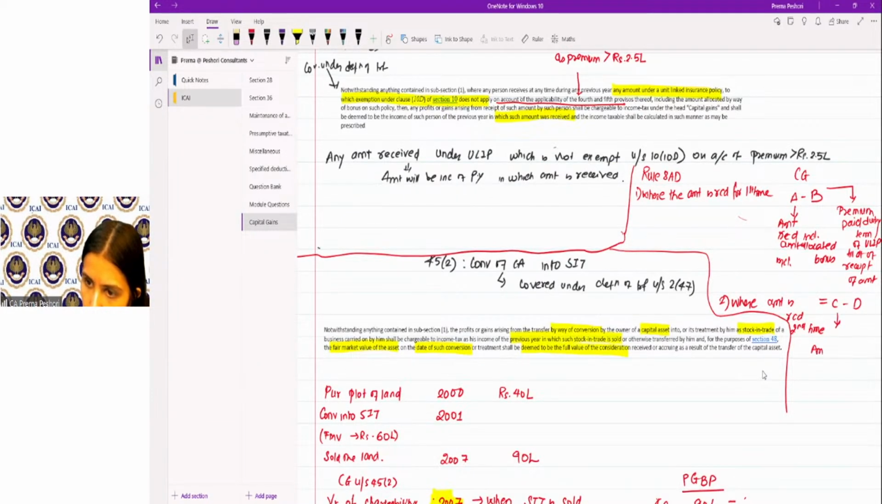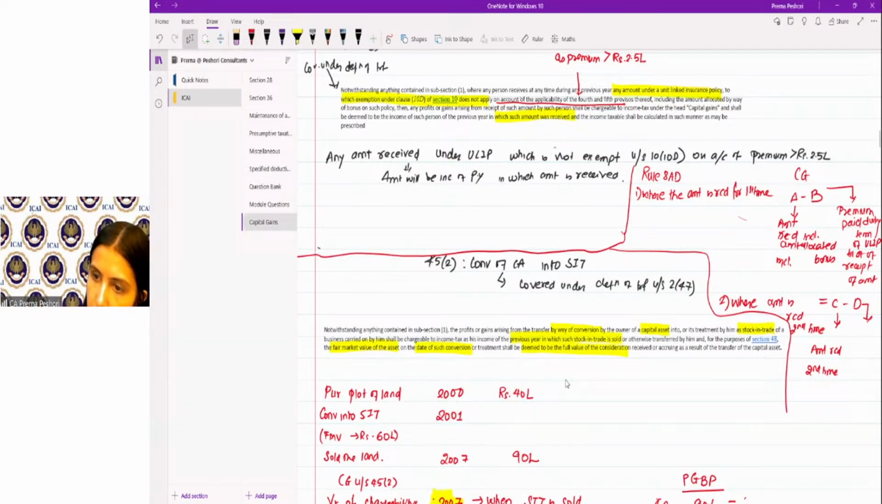So amount received second time. And what is my D? So amount which is A will not be again considered in C. D is the premium paid during the term of ULIP till the date of receipt of the amount as reduced by the B that has already been considered.